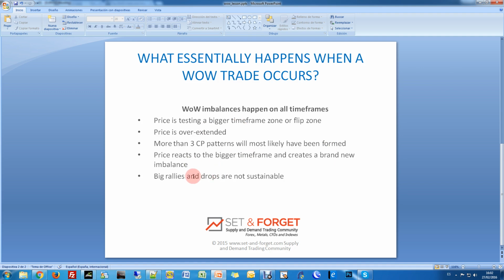And one fact that we have to bear in mind is that big rallies and drops are not sustainable. At some point in time, price will start retracing, and that normally happens when these scenarios happen. Many traders and investors will start taking profits and will start having bigger retracements. So the WoW depicts these scenarios. Let's take a look at a couple of them so you can get the basics of the WoW.